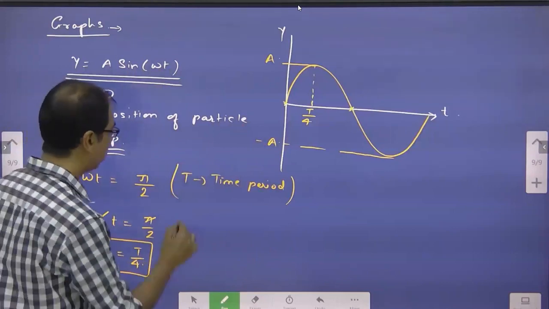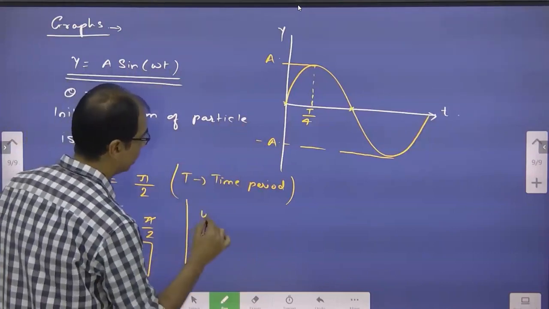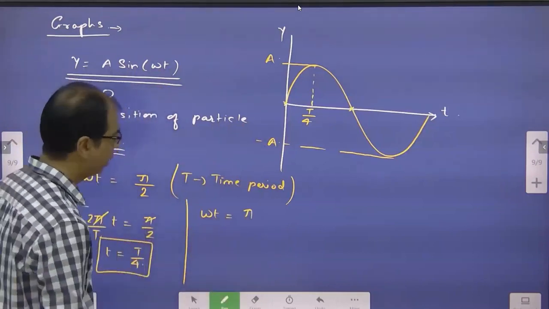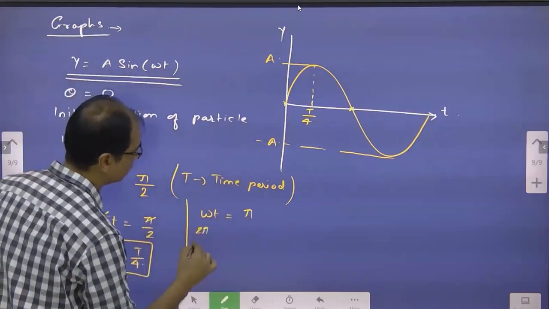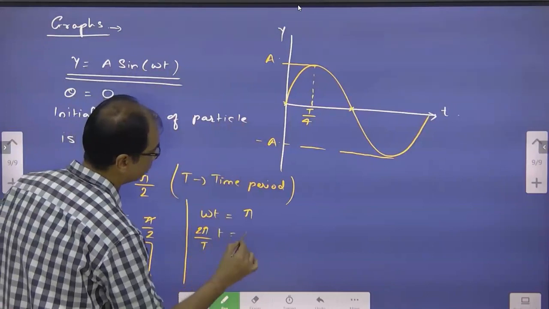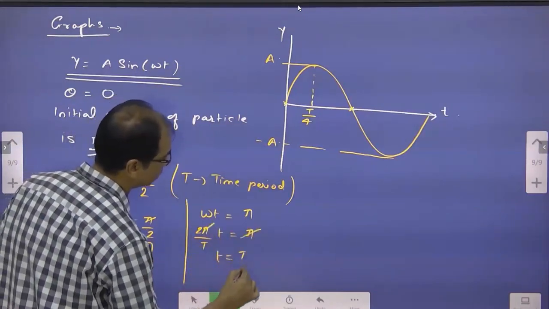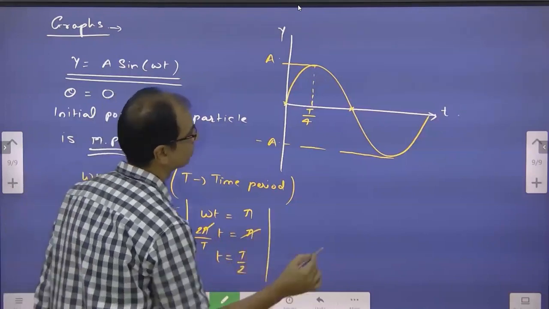So that means again what? Omega t equal to pi. Again, 2 pi by T into t equal to pi. Pi cancel. Again, t equal to what? T by 2. And this is T by 2.